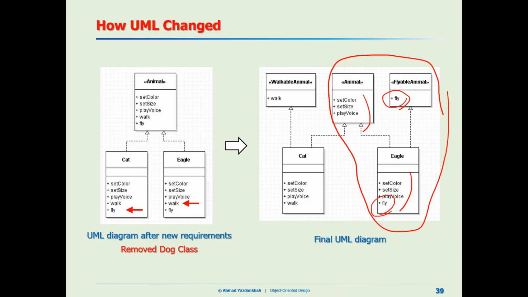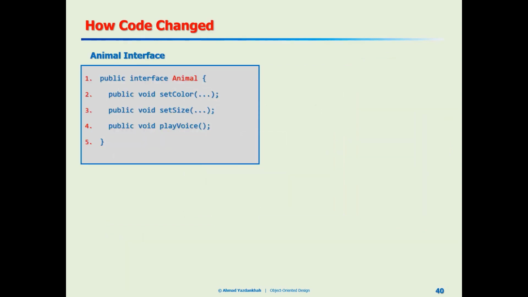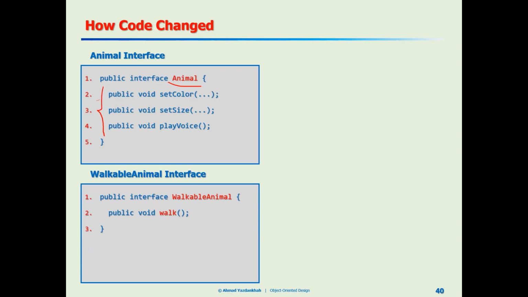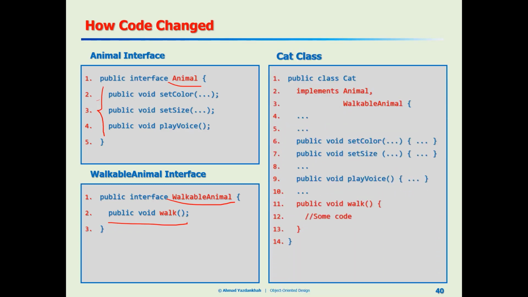Okay, now let's take a look at the code and see how the code is changed. So animal just has these three methods. Walkable has just one method like this. And the cat and dog will implement these two. Look at this, implements these two interfaces.